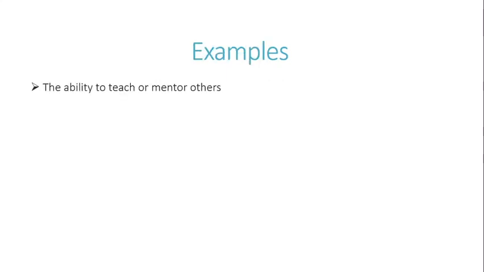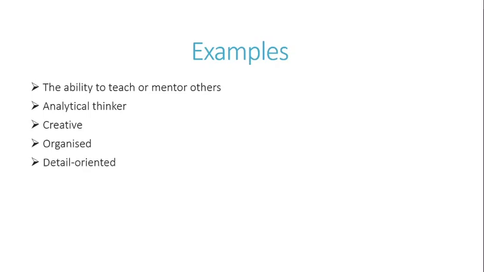Some examples of abilities include the ability to teach or mentor others, being an analytical thinker, being a creative or organized person, being detail-oriented, or the ability to be patient or compassionate, as these may be important in doing your job as a student advisor.